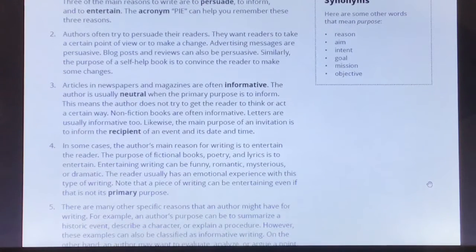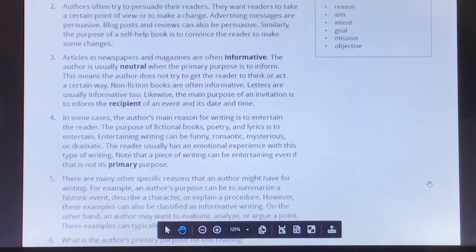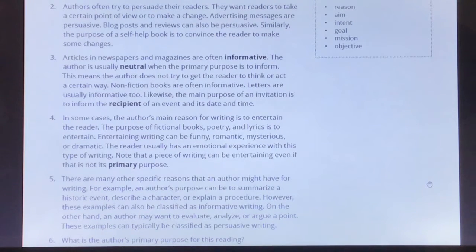Articles in newspapers and magazines are often informative. The author is usually neutral when the primary purpose is to inform. This means the author does not try to get the reader to think or act a certain way. Non-fiction books are often informative. Letters are usually informative too. Likewise, the main purpose of an invitation is to inform the recipient of an event and its date and time.